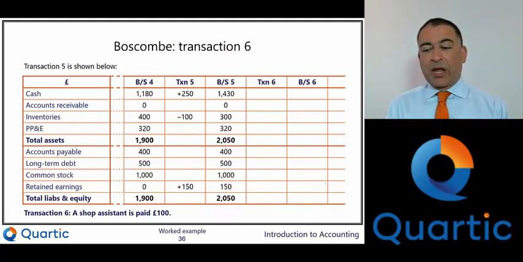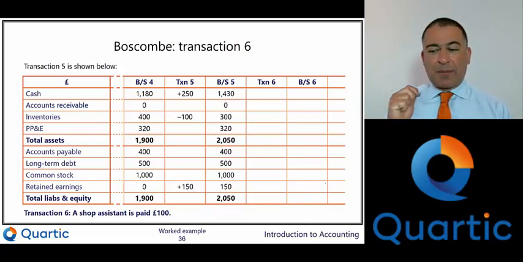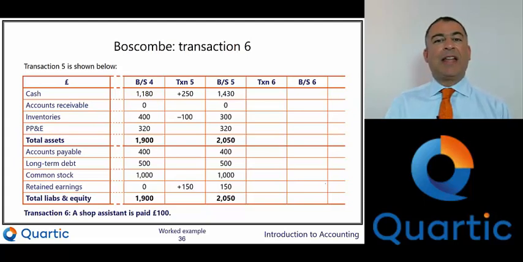Transaction number 6. A shop assistant is paid £100. So what happens here? First of all, think about what the objective side of this is, and then think where we put the other half. So have a go.